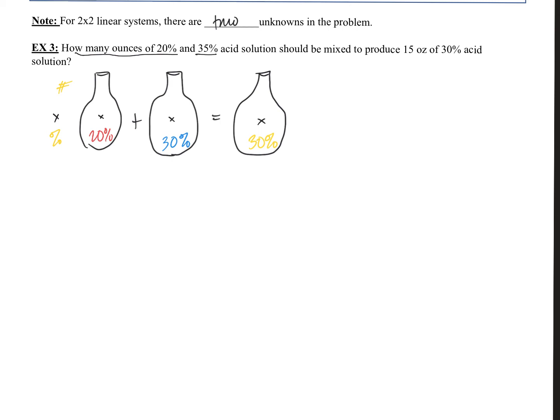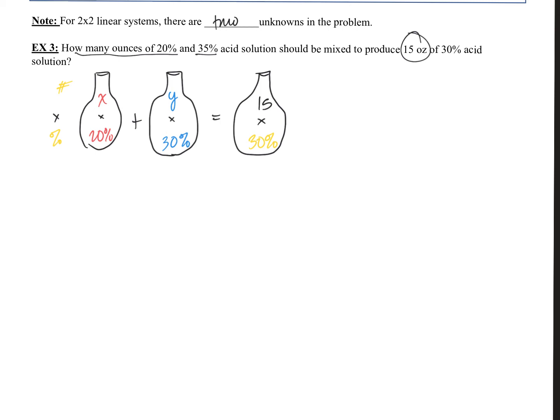Well, since we don't know either amount, those can be our variables, right? Why not? We can say let x be the amount for the 20%, and why not say y be the amount for 30%? Sounds good. And then it tells us we want to produce 15 ounces. Okay, they gave us that. That's good.